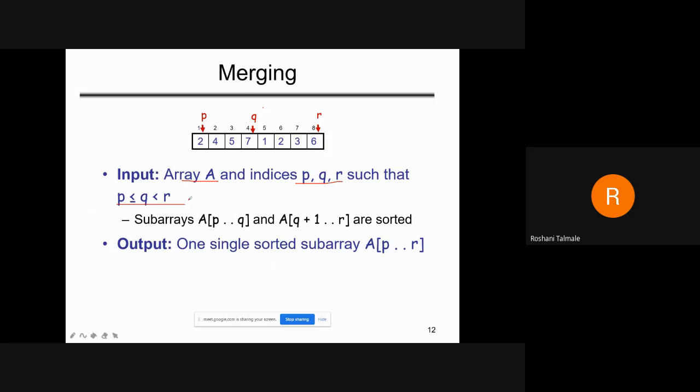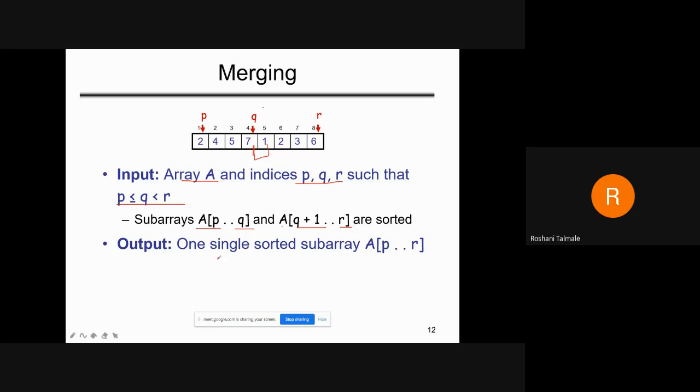This is the index value. I'm not talking about the values 2 4 5 6, I'm talking about the indices 1 2 3 4 5 6 7 8, like that. So the input is, we will generate the sub arrays. How did we generate the sub array? P is the first element and Q is the next element up to this one. And how do you generate the new sub array? It's from Q plus 1. Q plus 1 means it's from 5. Q plus 1 and R are sorted.